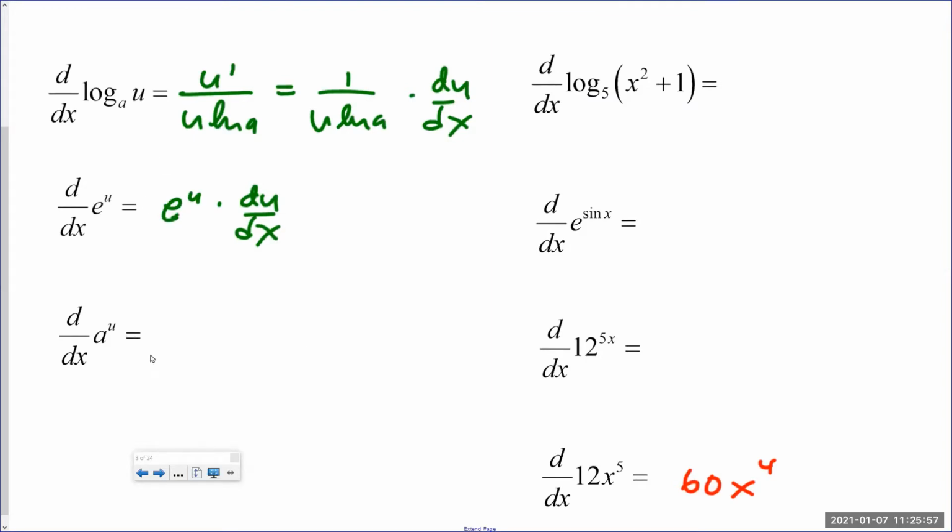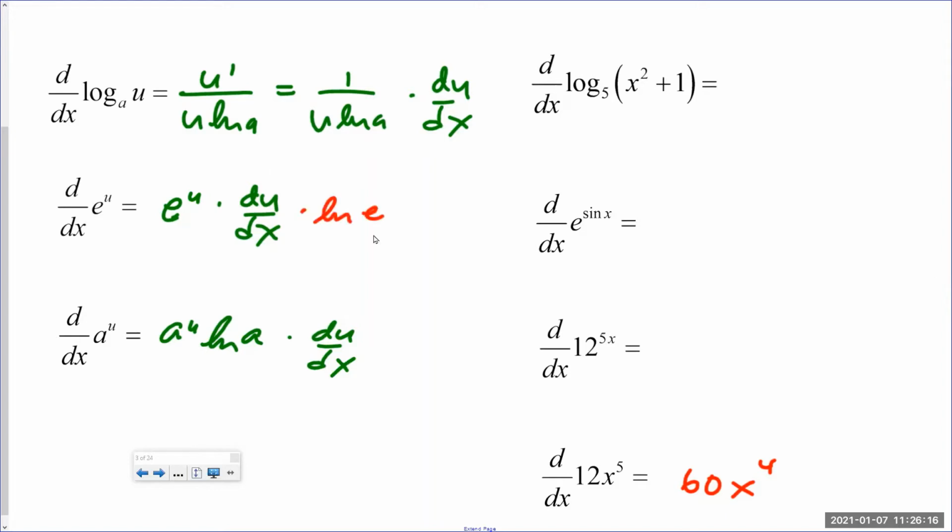Okay. What about a to the u? A to the u, and then do you remember it has this extra part in it? ln of a, and then du dx. Okay. So e to the u du dx and a to the u du dx, it just has this extra ln of a.